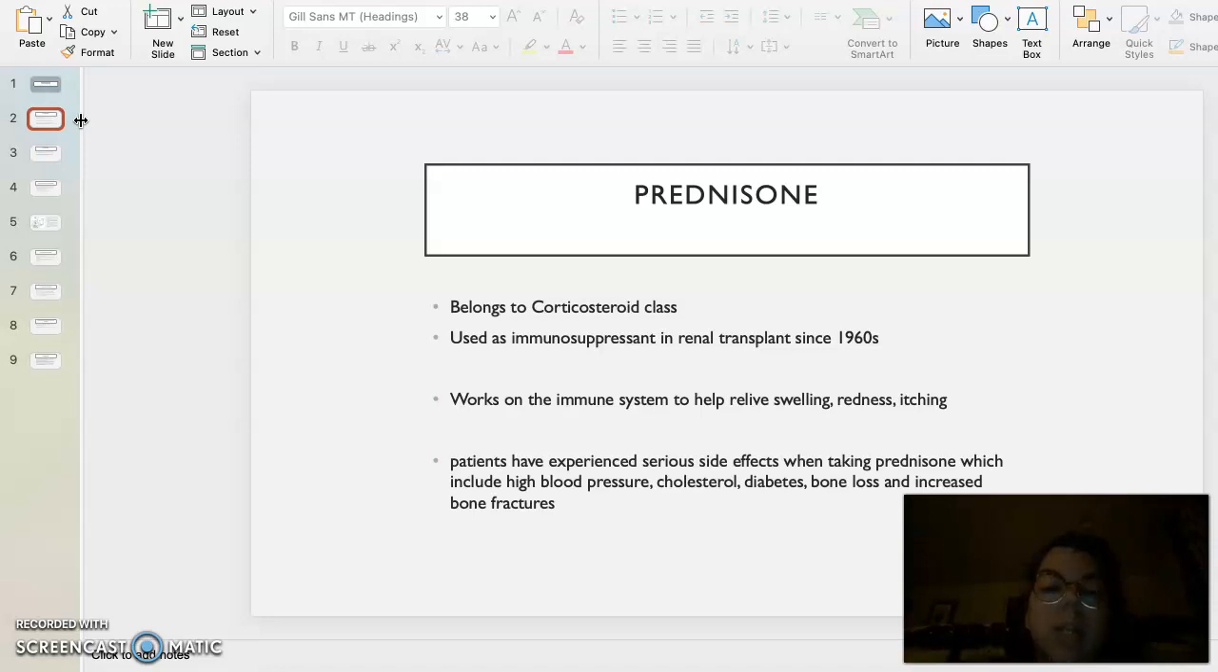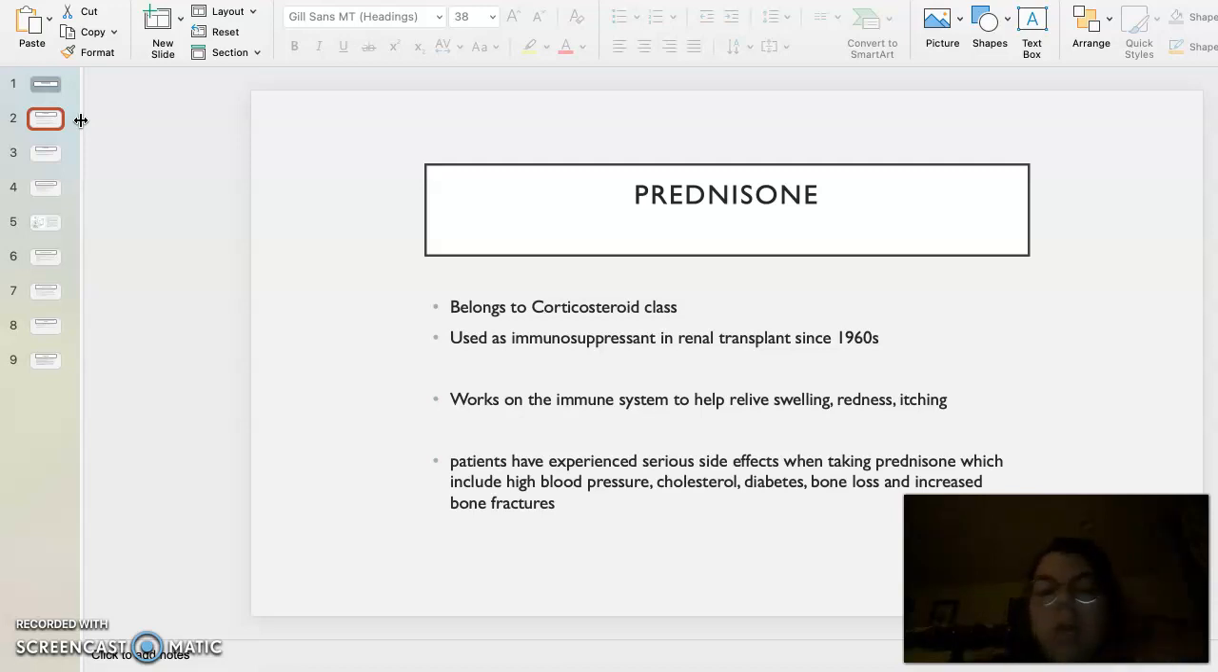So prednisone belongs in the corticosteroid class. It's been used as an immunosuppressant in renal transplant since the 1960s. It works on the immune system to help relieve swelling, redness, and itchiness. So that's used when it's not used for kidney transplants. It can work as a steroid as well.